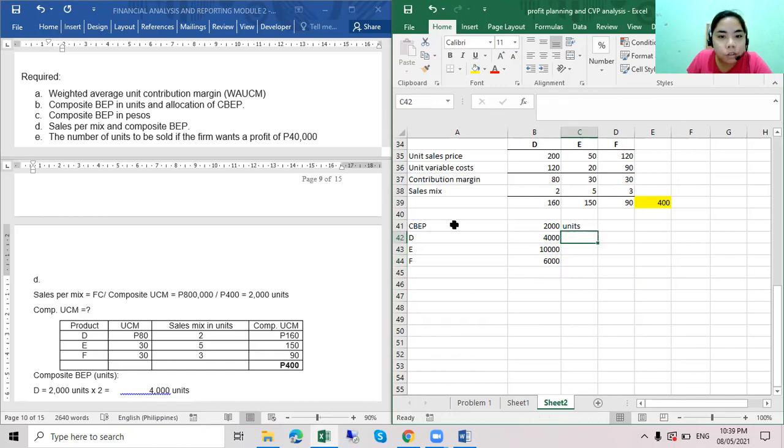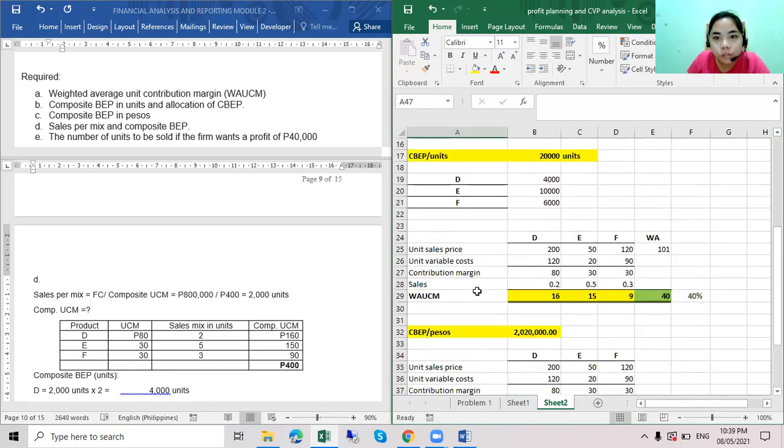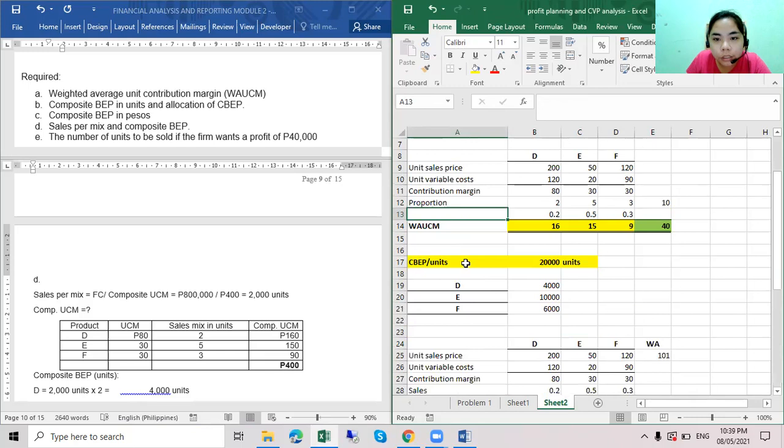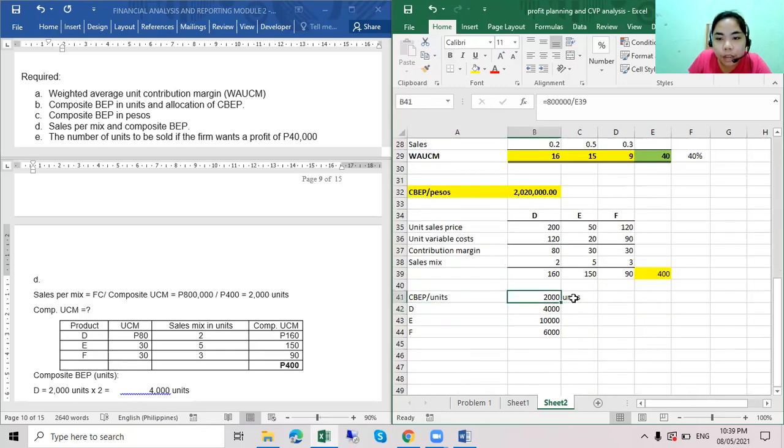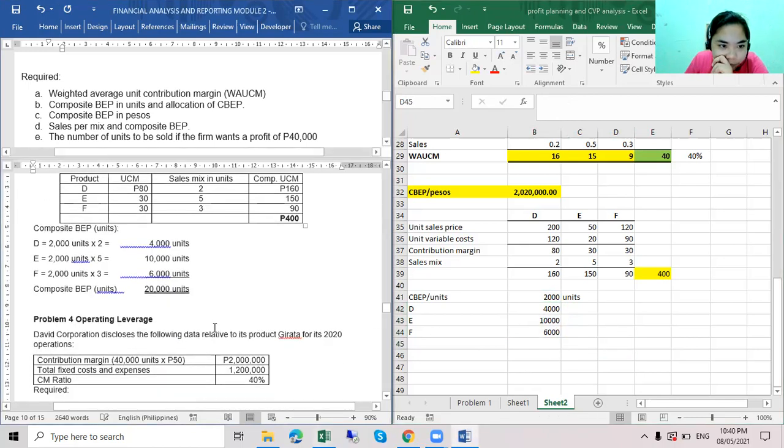So this is your composite break-even point in units. It's the same, 2,000. But we have to multiply this by the sales mix to arrive at the break-even point in units for each product. So we multiply by 2 for its sales mix, then 5, then 3. In total, this is 20,000 units.